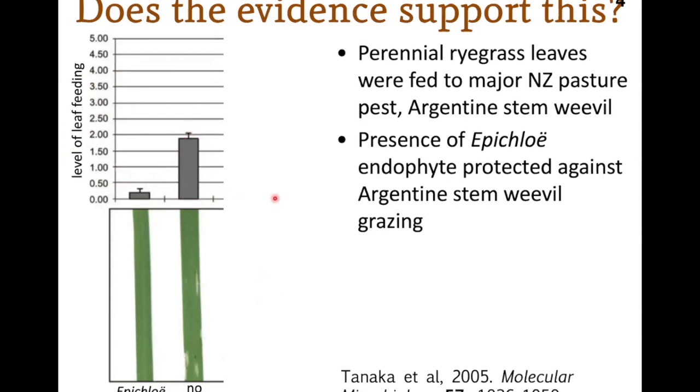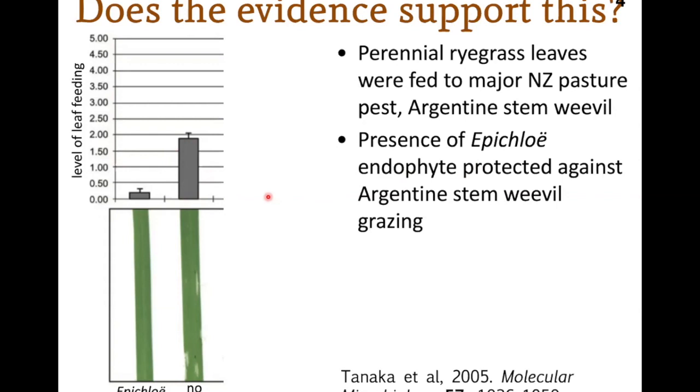So this is pretty good evidence that the Epichloe endophyte protects against grazing by Argentine stem weevil. But what this doesn't do is provide any evidence that the protection against Argentine stem weevil comes from the production of secondary metabolites by these Epichloe endophytes. For example, it could just be that the Argentine stem weevils don't like the taste of fungi, and that's why they don't feed on these things.